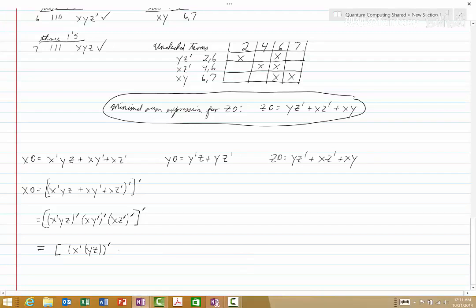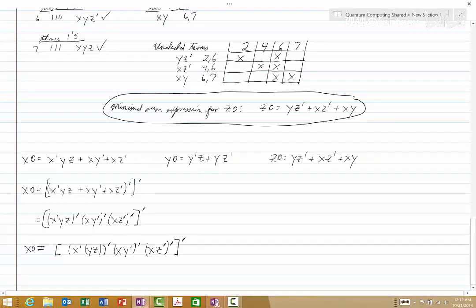And then x NANDed with y prime, and we could perhaps AND those two things together, and then we would NAND that with x z prime, the NAND of that. And you'll see exactly what I mean in case that's at all hazy. That will become clear when we actually draw the circuit. Okay, so that's what we have for X0.